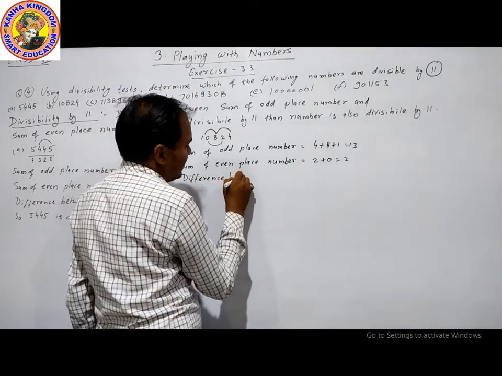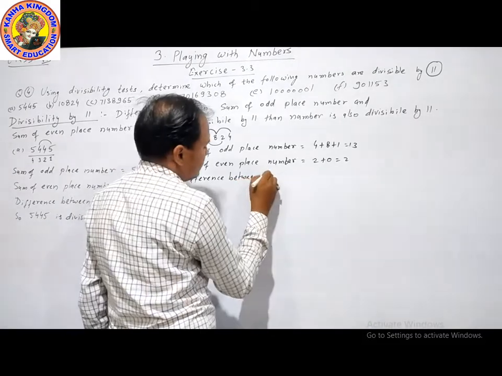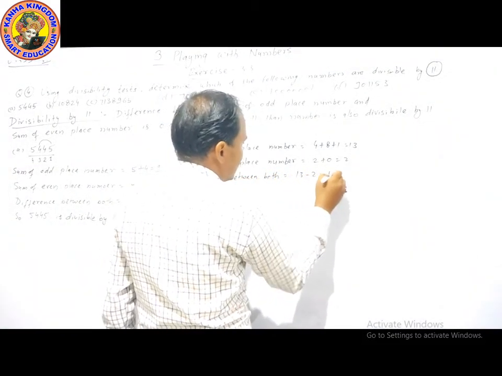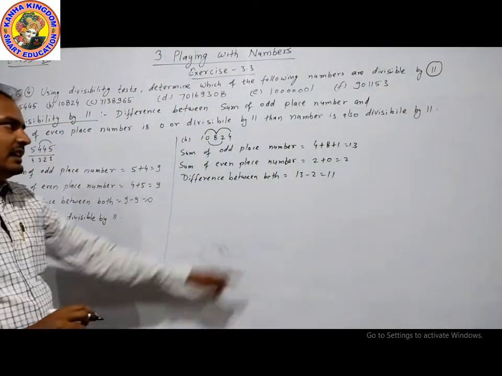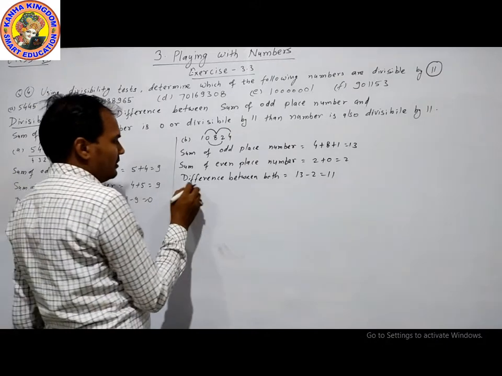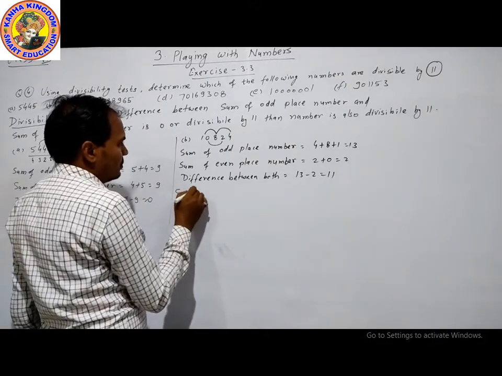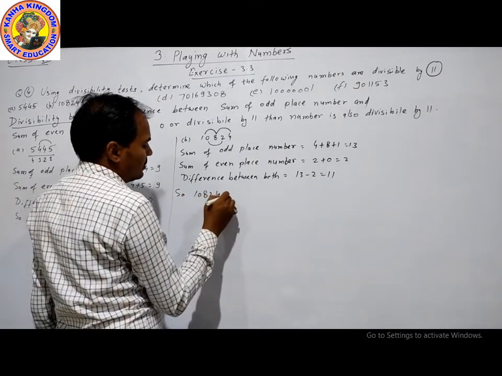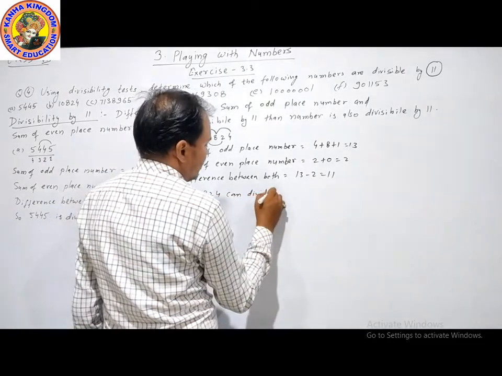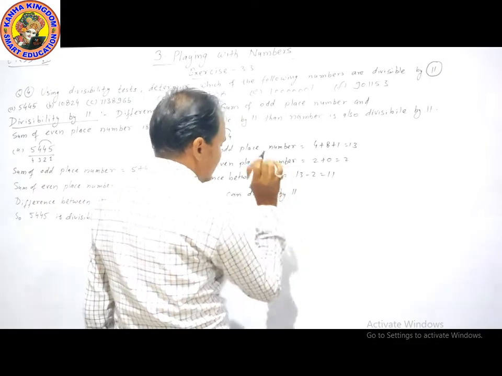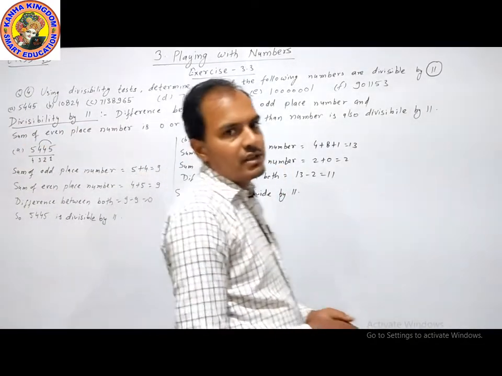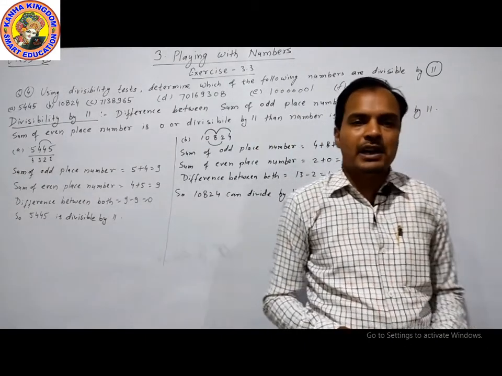Difference between both: 13 minus 2 is 11. The 11 can be divided by 11, so the number is also divisible by 11. So 10824 can be divided by 11. This is our answer. You can take a screenshot of this. We will move to our next part.